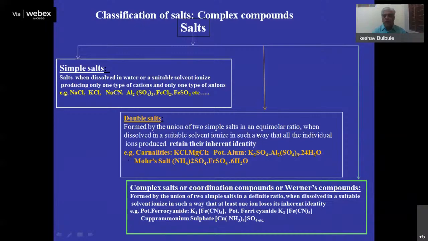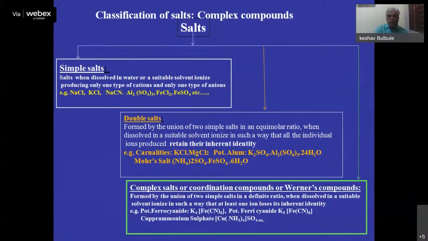Double salts are formed by two simple salts in an equimolar ratio. In the case of complex compounds, they can unite in any definite ratio, but after dissolution, at least one ion would lose its inherent property. And the credit for introducing such complex compounds or coordination compounds should go to the great Werner, who was the first Nobel laureate in inorganic chemistry.